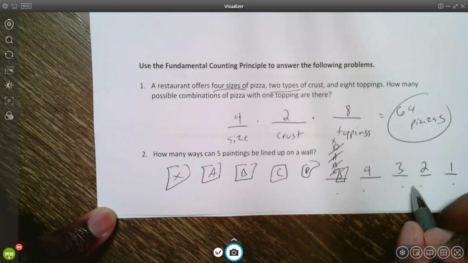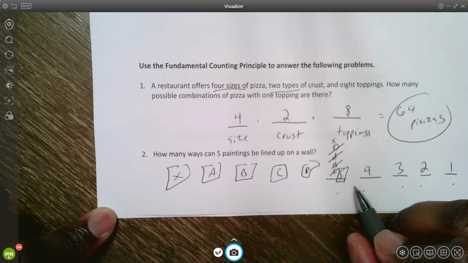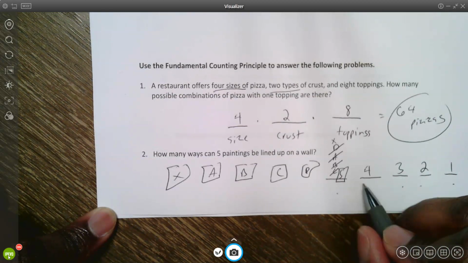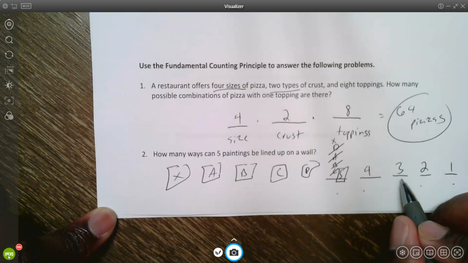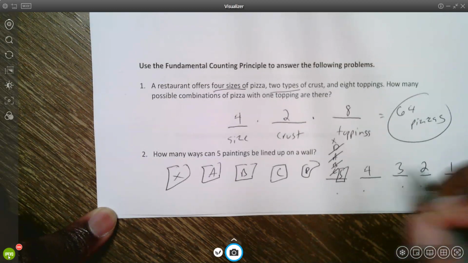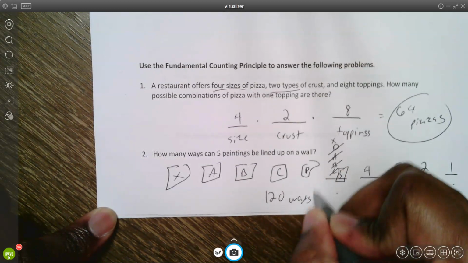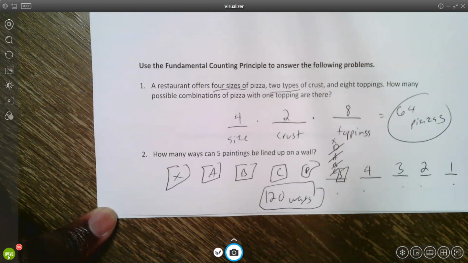So I've got 5 paintings to rearrange on the wall. My ways of rearranging them is 5 times 4 times 3 times 2 times 1. So it's 20 times 3 is 60 times 2 is 120 times 1. So it's 120 ways you can rearrange that.